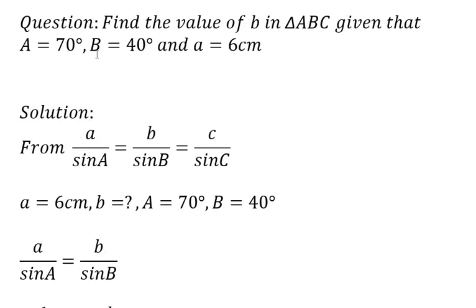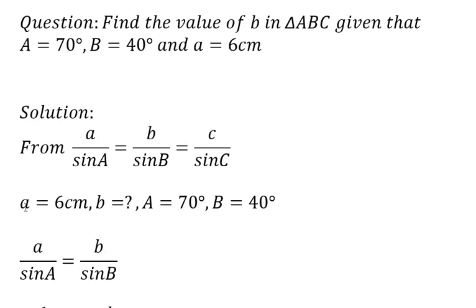You bring out your formula: a over sine A equals b over sine B equals c over sine C, like we've seen. Now the question says find the value of b. By implication, we are looking for our small letter b, and we are given angle A, angle B, and small letter a. So we are going to make use of a over sine A equals b over sine B, because there is no c in this discussion.